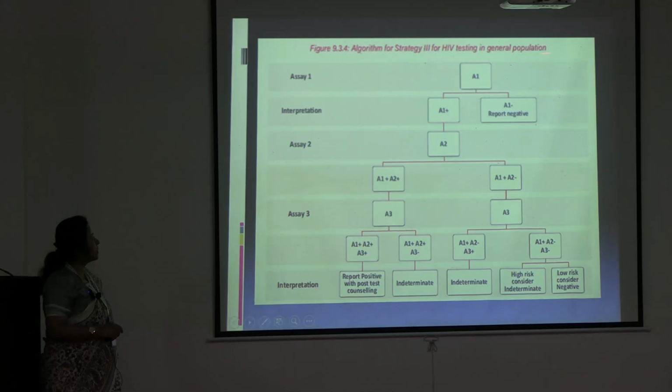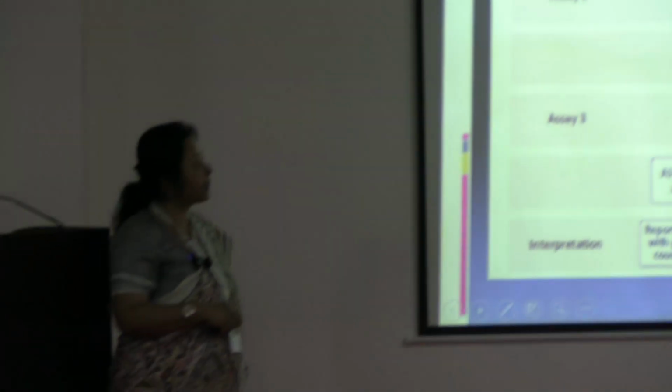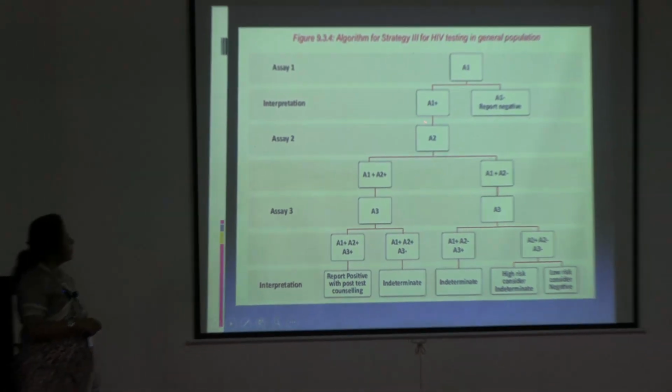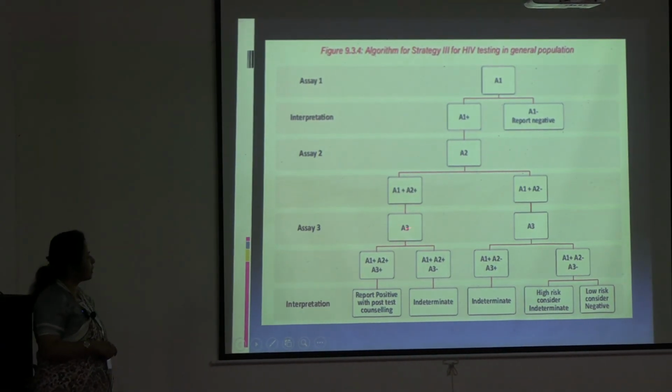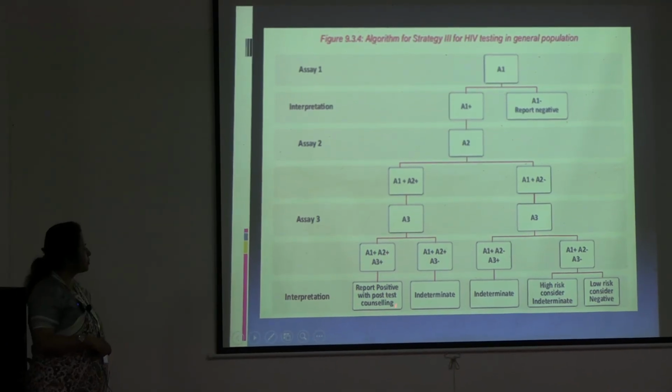Next, in the general population, suppose any one of us wants to do an HIV testing. So what is our algorithm, how is the testing done? First test is done here, first test positive, go for another test; if first and second are positive, go for a third test. So if all three are positive, report positive with post-test counseling. First positive, second positive and third negative, same, indeterminate. First positive, second negative, you have to do the third again. First positive, third positive and second negative, indeterminate. First positive, second negative, third negative, so only one is positive.